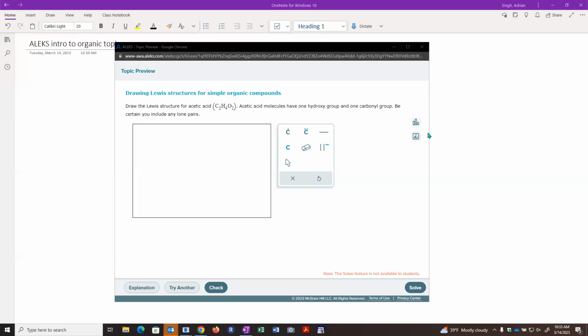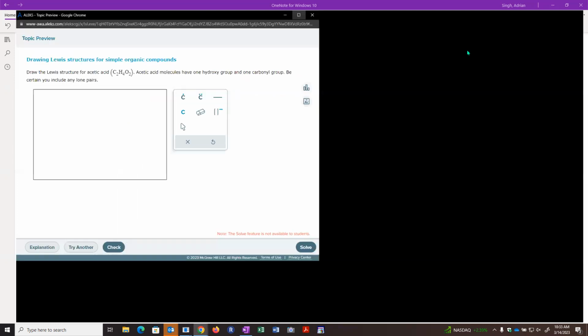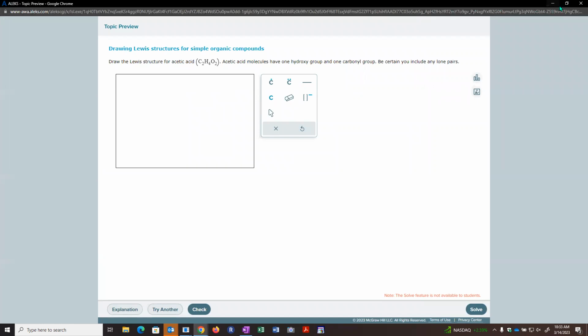All right, so I just wanted to go through a couple of the week 9 topics in ALEKS, just to make sure that we are comfortable with some of the things that we need to do. So for example, one of the first topics here that you're going to have to get through is drawing the Lewis structures for simple organic compounds. And this is sort of an extension of what we learned earlier with Lewis structures. The only difference now is it's applied to organic chemistry.